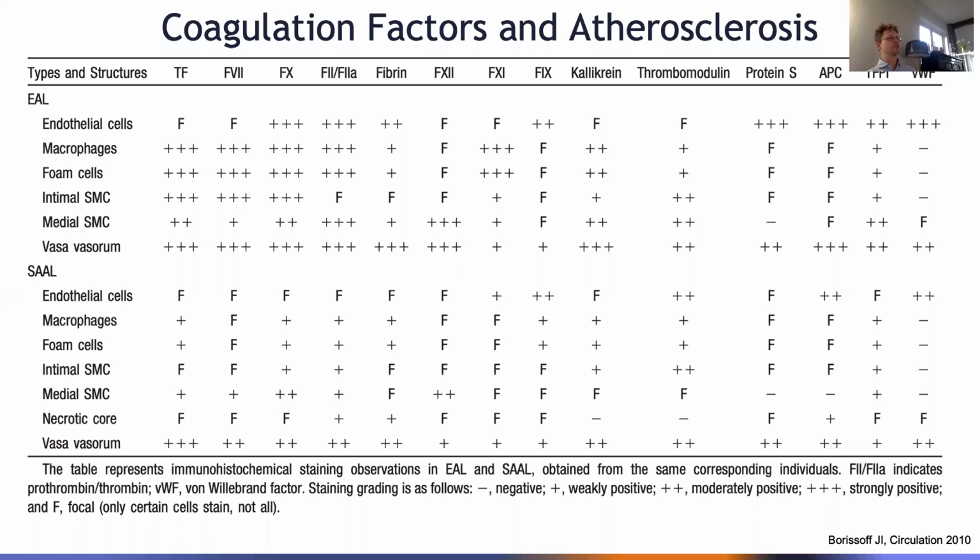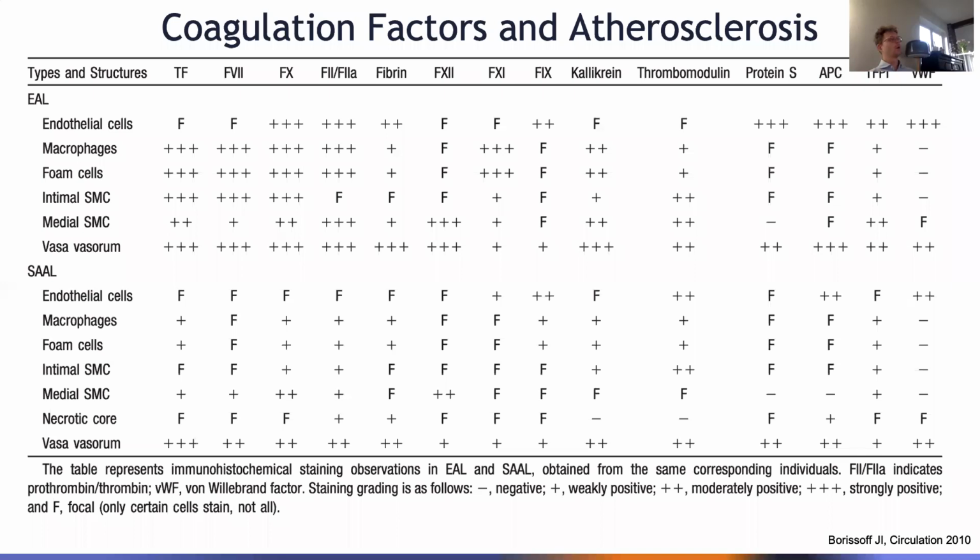And this is a very busy scheme, but what you should appreciate here is that all these clotting factors are actually present in early, but also in advanced atherosclerotic lesions. And then of course, this raises questions, because what are they doing there? Do you need coagulation inside your vessel? Or do they do something else? Is it maybe a signaling function? And is it leakage from inside the vessel, from the lumen? Or is it maybe local production?